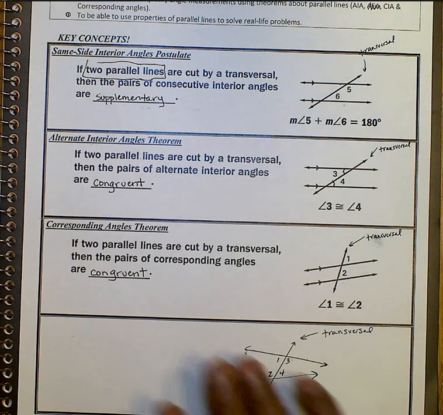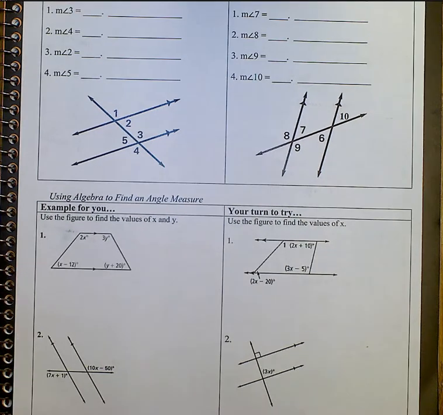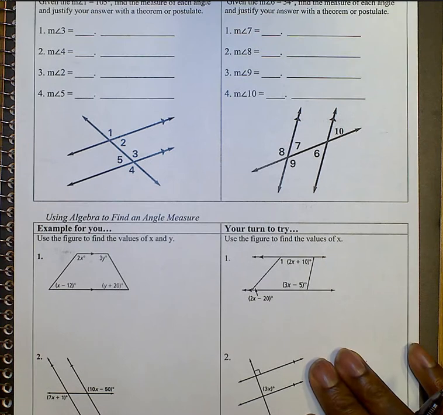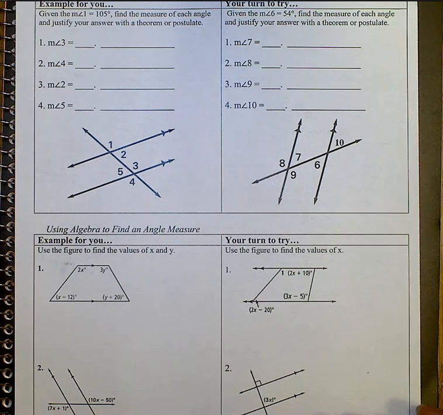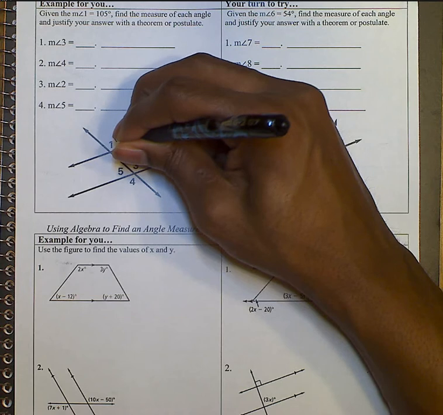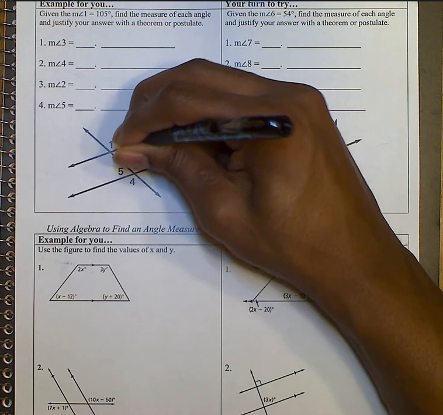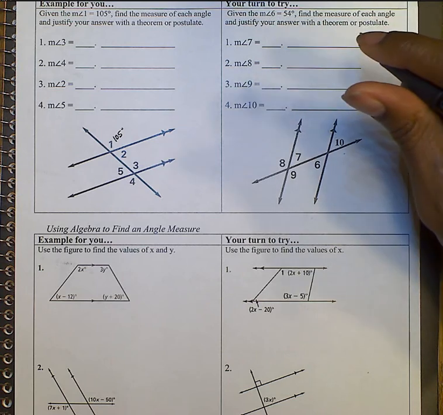Alright, let's go back and work on some examples. First example. They gave us that the measure of angle 1 is 105 degrees. They want us to find the measure of each angle and justify our answers with a theorem or postulate. So they told me that this is 105 degrees. I'll write this here because it's easier to visualize once you have it down. They want us to start with angle 3.